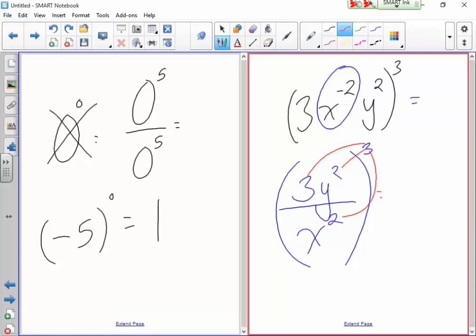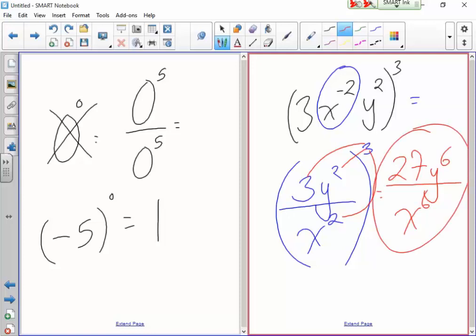All right, I'll give you a second, and by a second, I mean maybe 8 seconds. Cool. So what do we get here? 3 cubed gives me 27. What about the y? Y to the 6th, because there are 3 2s, so 2 times 3 gives us 6. And down below, we get x to the 6th. And this is my answer. Good with that? OK, cool.